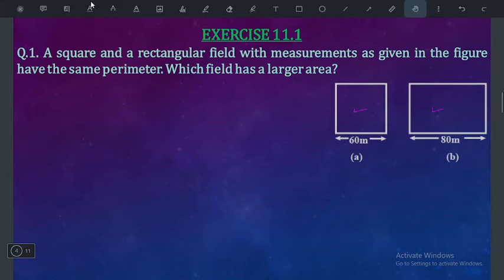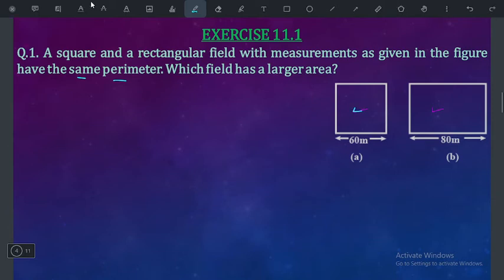Now both figures have the same perimeter. Perimeter of square and perimeter of rectangle are equal. And now the question is, which field has a larger area? Square has larger area or rectangle has larger area?